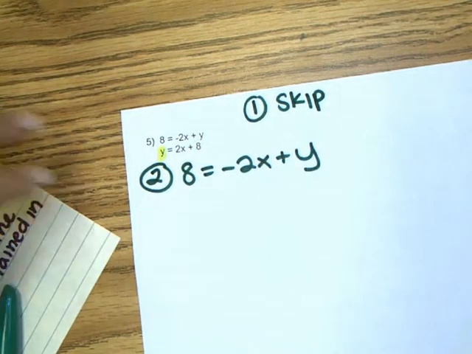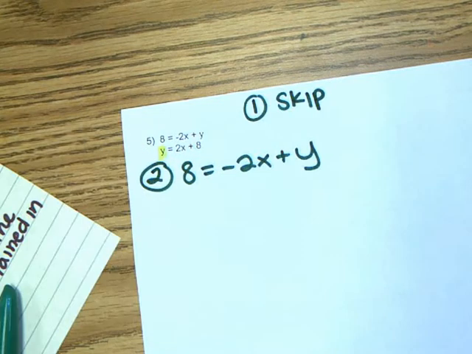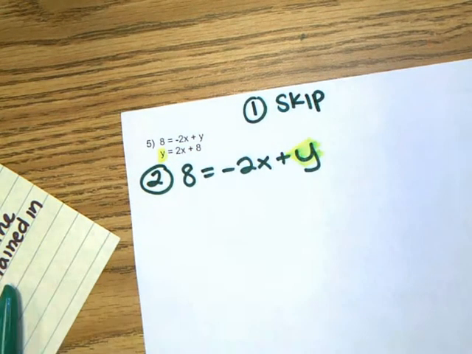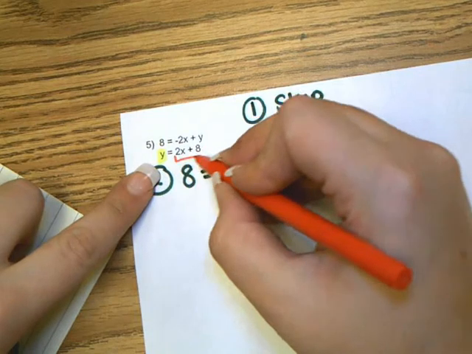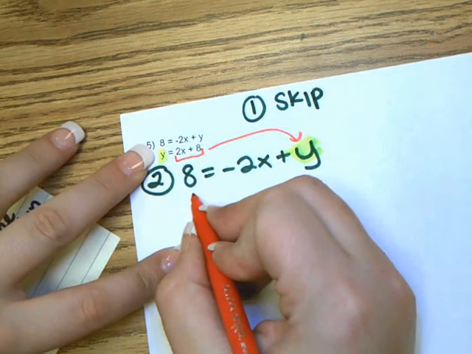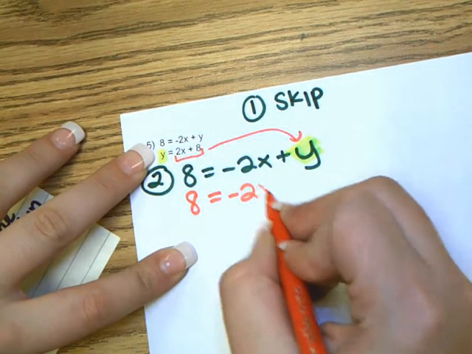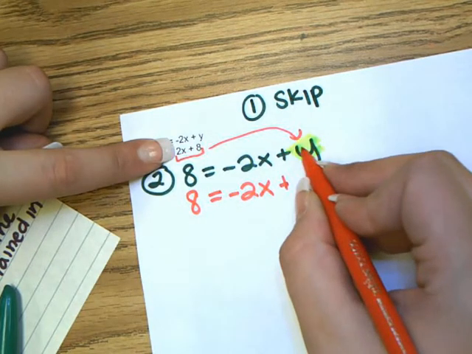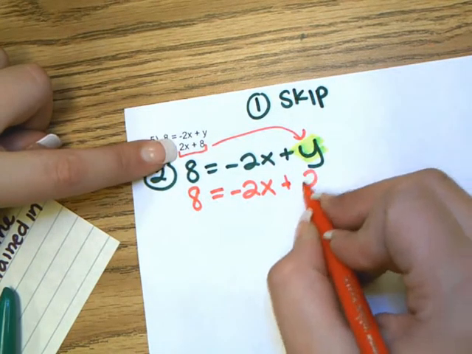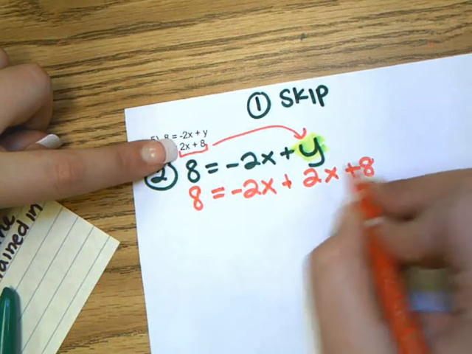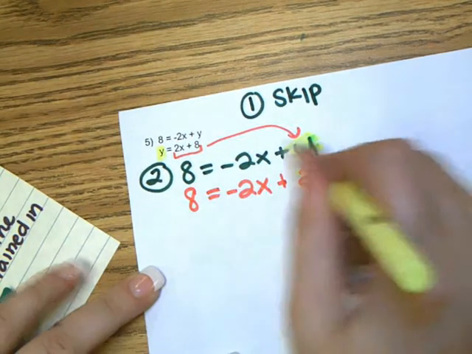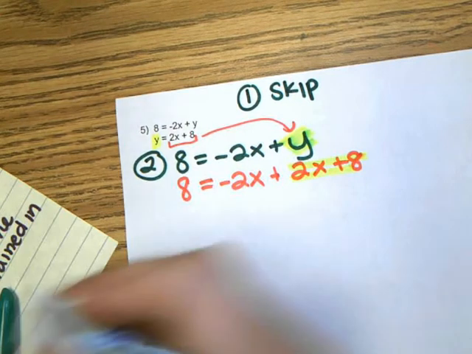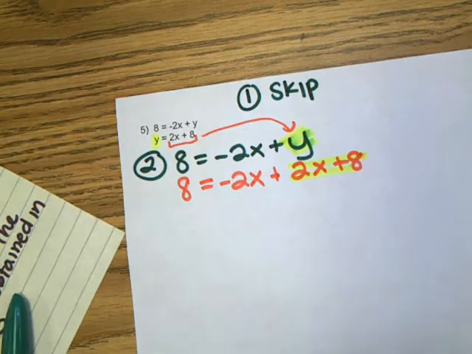So step 2, I'm going to take the original equation and I'm going to plug in for y. I'm going to plug this in right there for y. So I don't need parentheses because there's nothing to multiply in front of it. So I'm going to put 2x plus 8 in for the y right there.